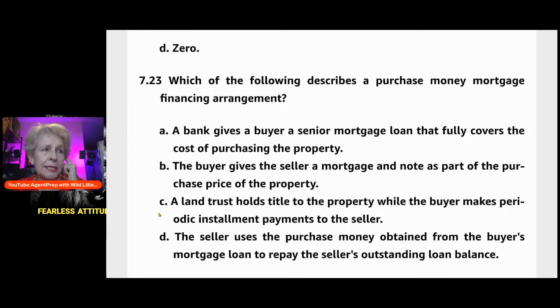And Nas answered C, a land trust holds title to the property while the buyer makes periodic installment payments. Let me rephrase that. I made a wrong comment. A land contract is like an owner financing transaction. A land trust, let's say you want to protect your interest and have an LLC, and you don't want to have the property under your name because you're an investor and you have multiple properties. So we put them under a land trust with the name of the address of the property.